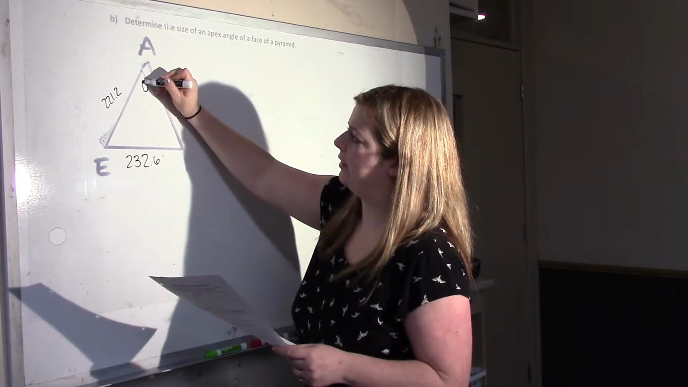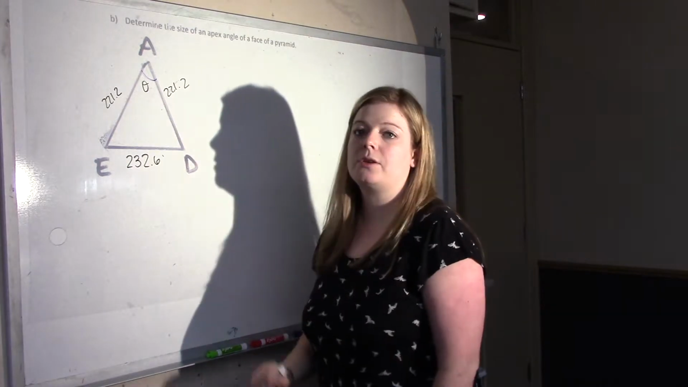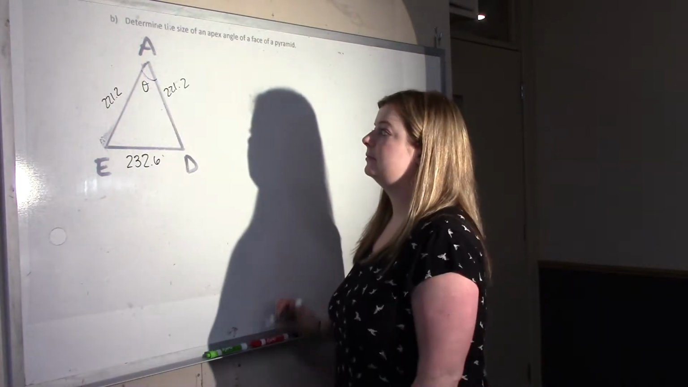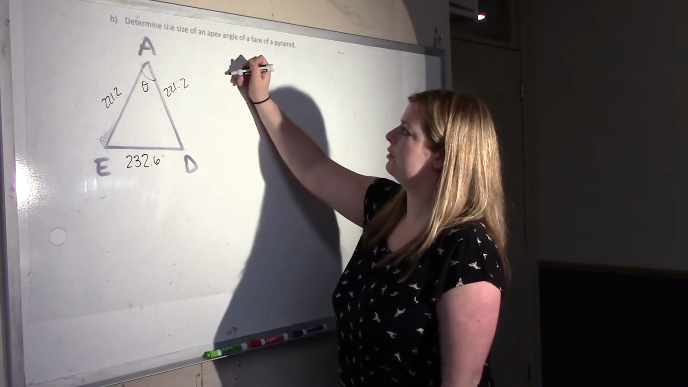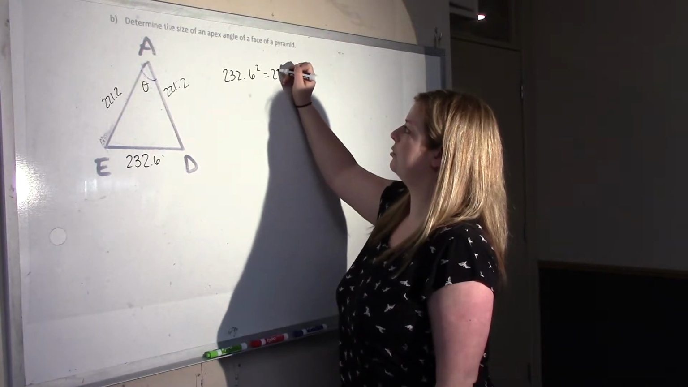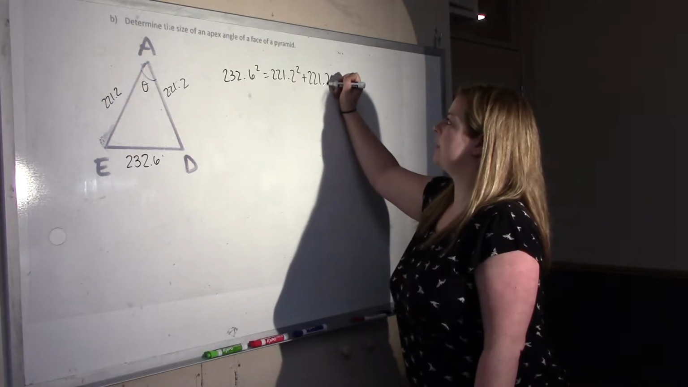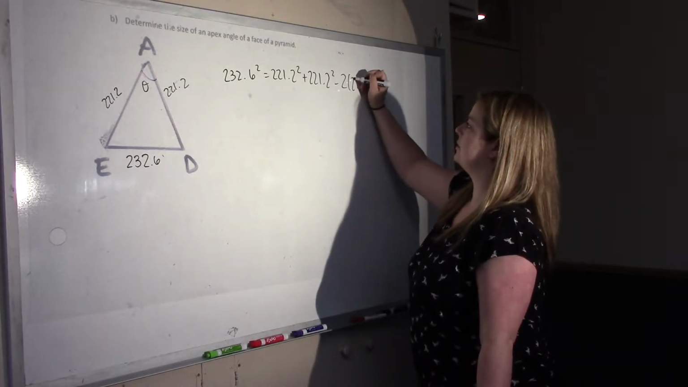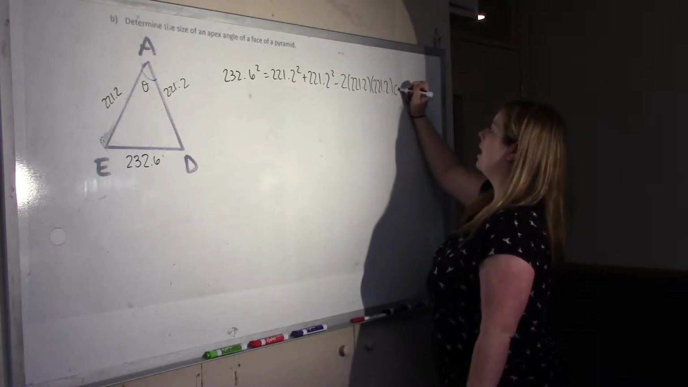And they want you to find theta. Okay? So we know all sides, so you can use the cosine law. Remember we want cos theta, so we start with 232.6 squared equals 221.2 squared plus 221.2 squared minus 2 times 221.2 times 221.2 cos theta.